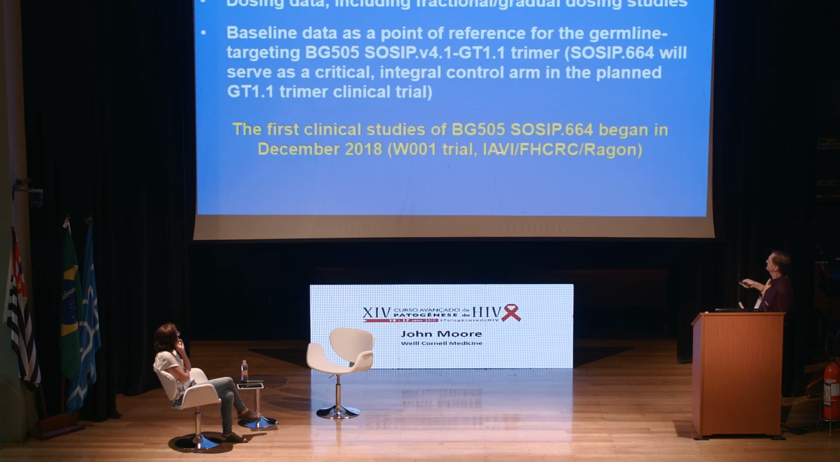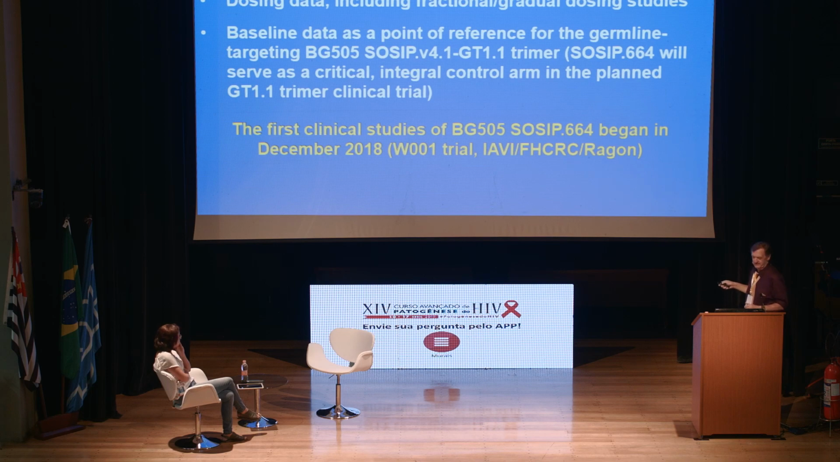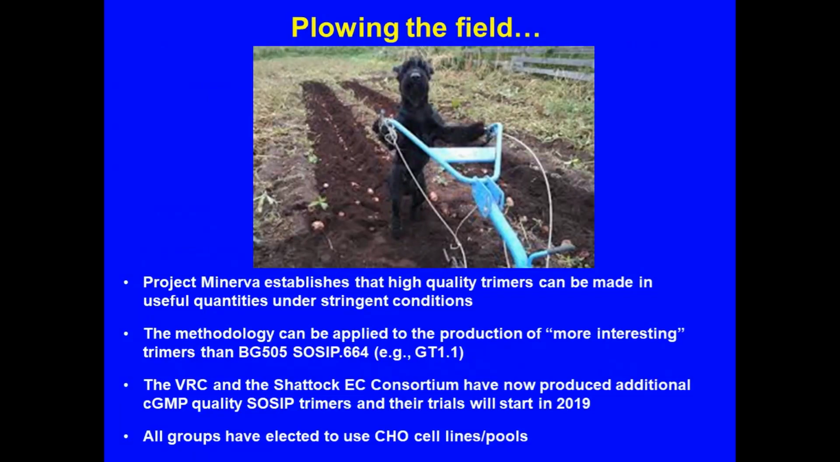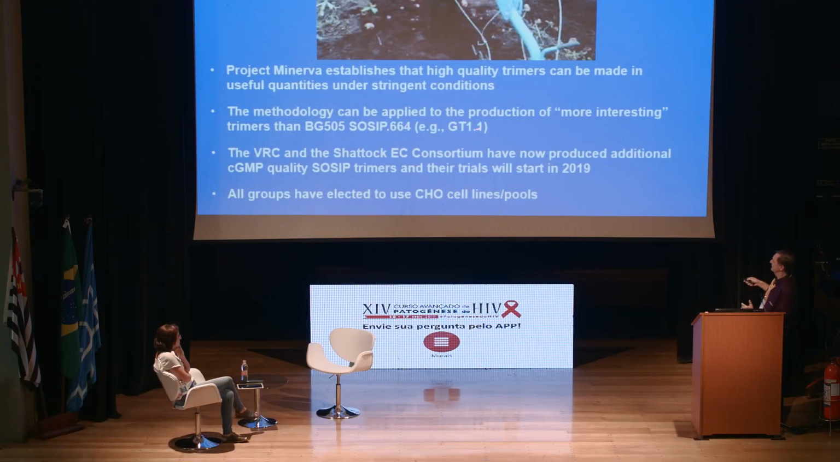And the first clinical trial, IAVI, Fred Hutchinson, and the Ragon, called the WOO-1 trial, started in December 2018. So what we've done with this trial is we've plowed the field. We've established that high quality trimers can be made in useful quantities, gram amounts, under stringent conditions. And the methodology can be adapted to the production of more interesting trimers, like the GT1.1 trimer.